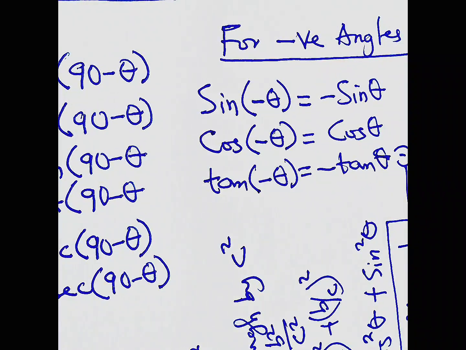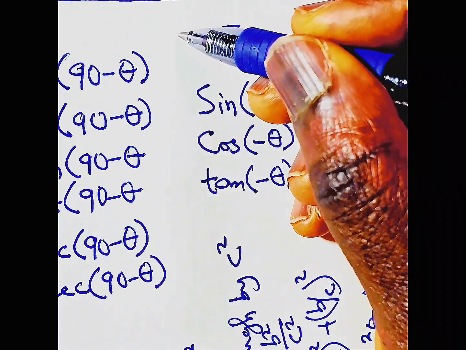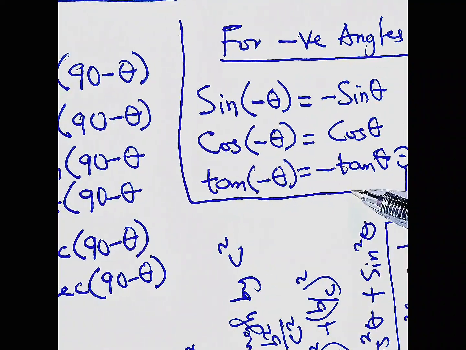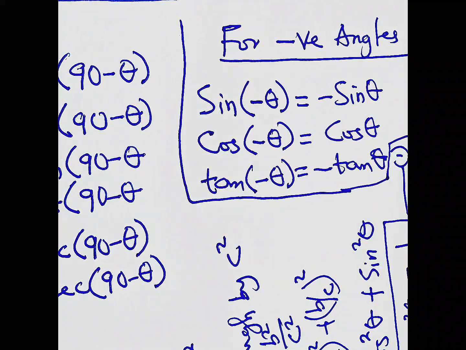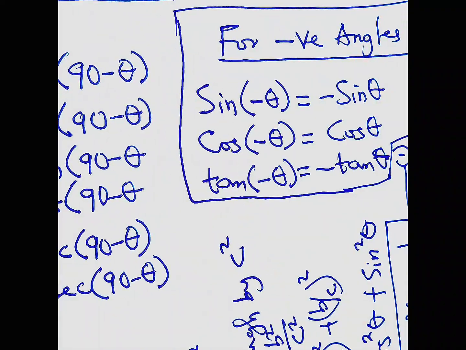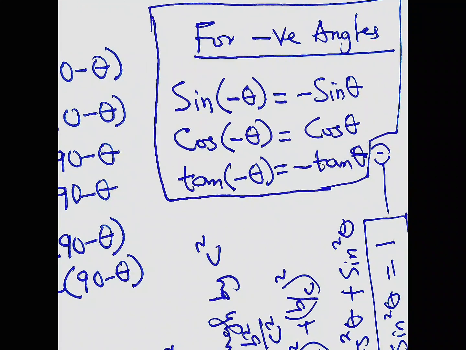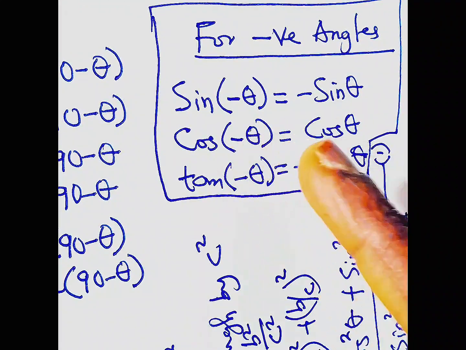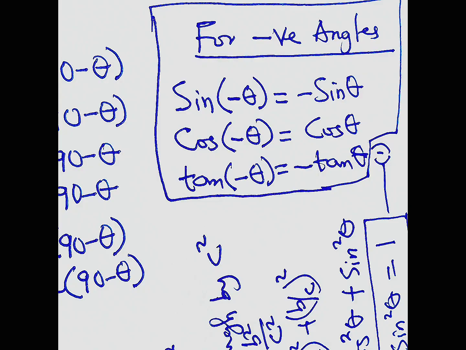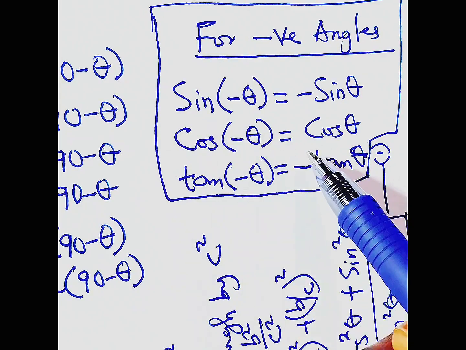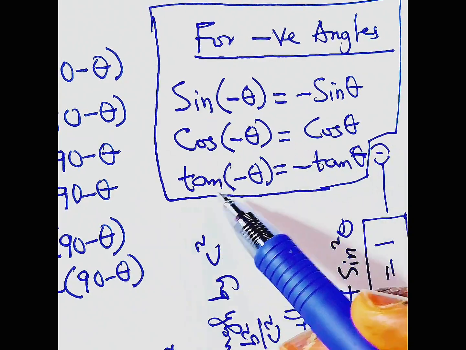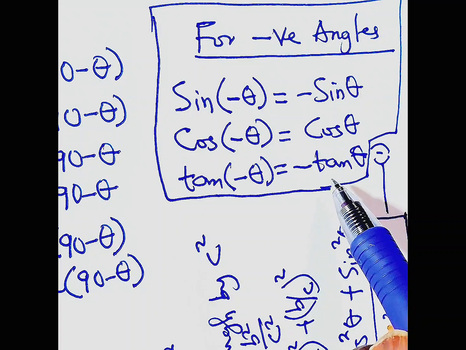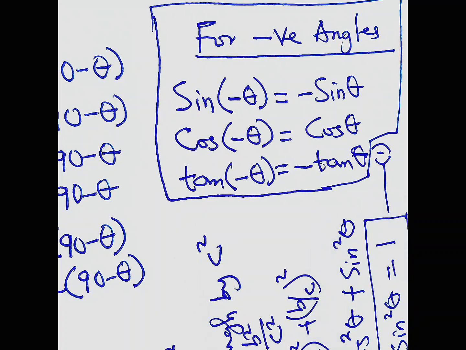I'm pretty sure these are very good identities. Therefore, the negative identities: sin minus theta is the same thing as minus sin theta. Cos minus theta is the same thing as cos theta. Tan minus theta is the same thing as minus tan theta.